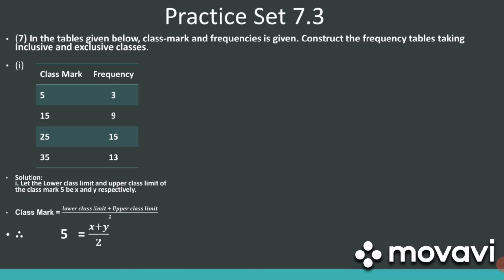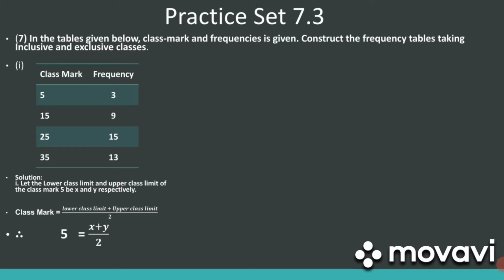Practice Set 7.3 Question 7. In the table given below, class mark and frequency are given. Construct the frequency table taking inclusive and exclusive classes. The class marks are 5, 15, 25 and 35 and the corresponding frequencies are 3, 9, 15 and 13.